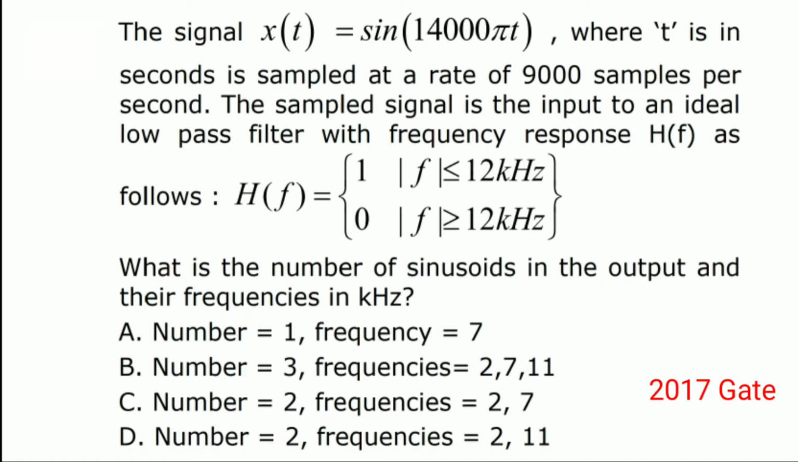Options are: A, number of sinusoids is 1, frequency 7; B, number of sinusoids is 3, frequencies 2, 7, 11; C, number of sinusoids is 2, frequencies 2 and 7; D, number of sinusoids is 2, frequencies 2 and 11.